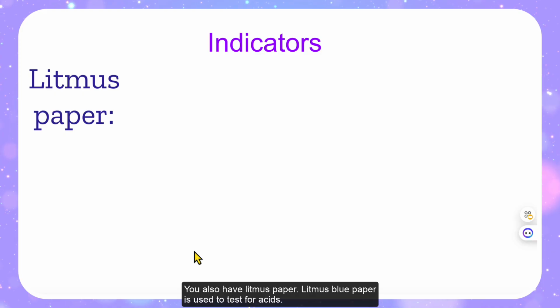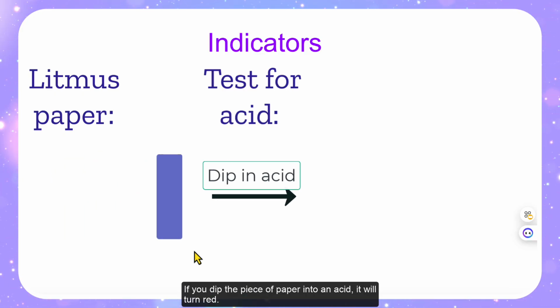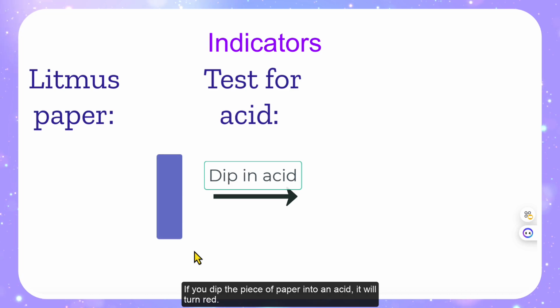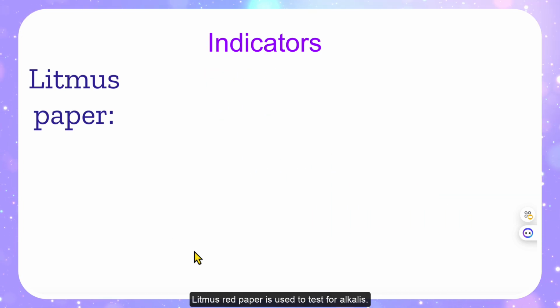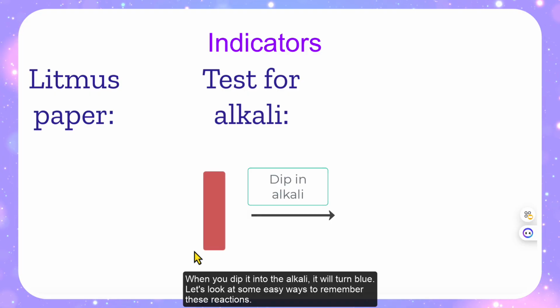You also have litmus paper. Litmus blue paper is used to test for acids. If you dip the piece of paper into an acid, it will turn red. Litmus red paper is used to test for alkalis. When you dip it into the alkali, it will turn blue.